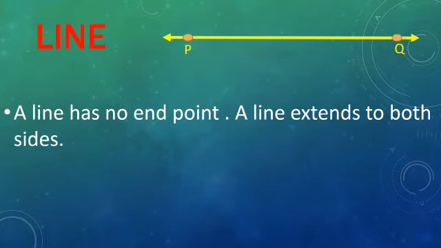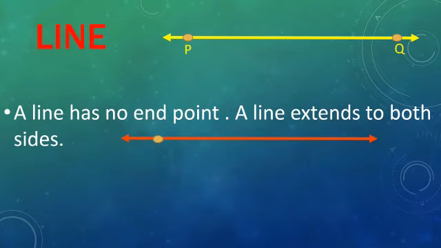Then you have to narrate your own definition. Both the end arrow marks are there. It means no end points. So you have to tell me a line has no endpoint. A line extends to both the sides.